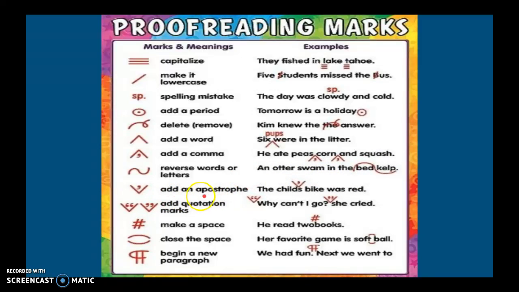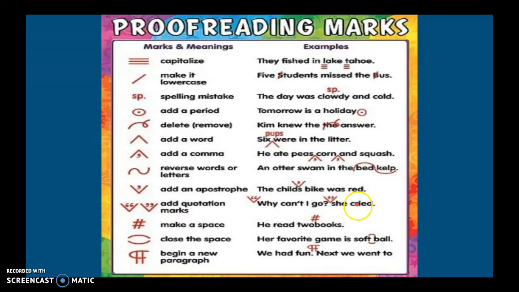When we add an apostrophe, we use an upside down caret with an apostrophe inside. The child's bike was red is great, but we need to know that the bike actually belongs to this child, so we add an apostrophe in the word child's. When we add quotation marks, we also use an upside down caret with quotation marks inside.